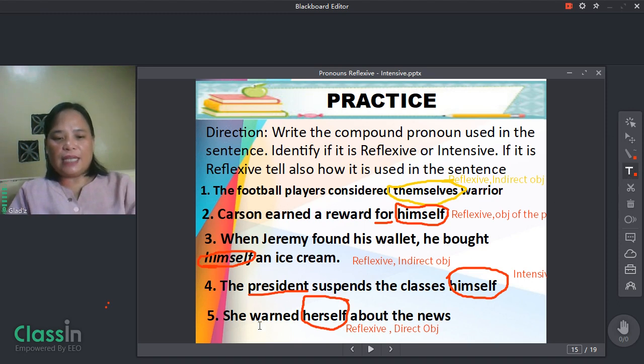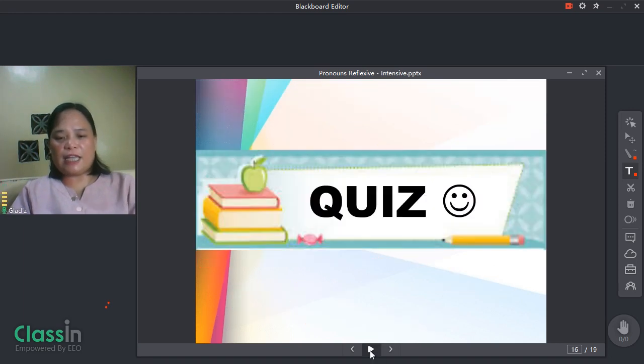Let's identify the structure, the basic sentence pattern. We have she as the subject, warned as the transitive verb, and herself as the direct object. Because the words about the news are a preposition with its object of the preposition, that's why herself is our direct object. Okay, next. I'm sure that you really understand it.